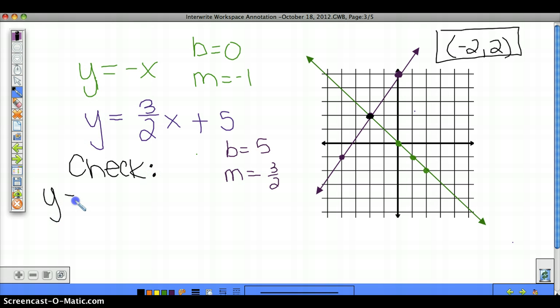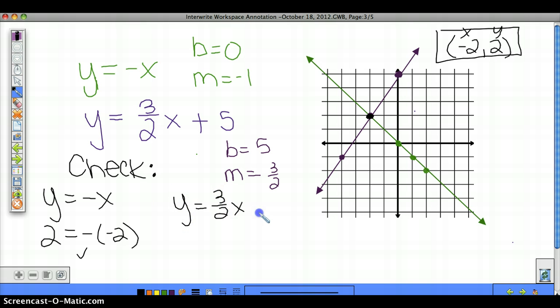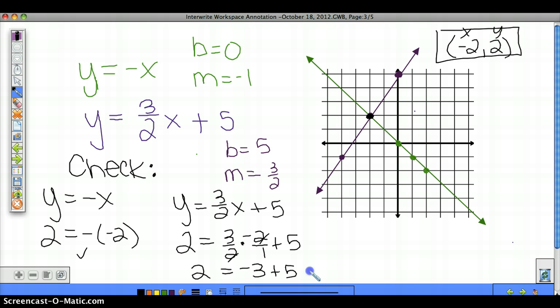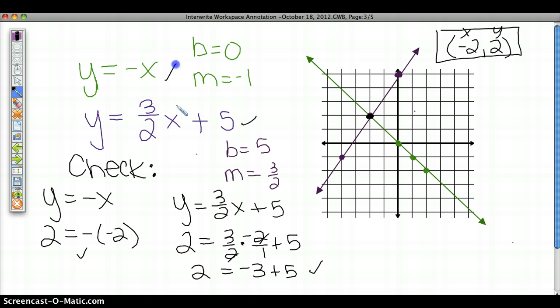I have y equals negative x. So 2 equals negative times negative 2, because over here negative 2 is my x, 2 is my y. And this is true because a negative times a negative is positive. And then on my second equation, I have 3/2 x plus 5. So I'm plugging in 2 for y and negative 2 for my x. My 2's cancel, and we get 2 equals 3 times negative 1 is negative 3 plus 5, which is also true. So they both work.